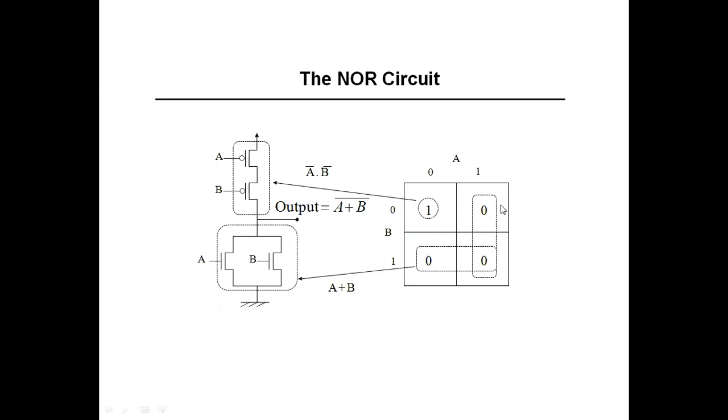You can check all cases. For 0 0 you are getting 1, for 0 1 you are getting 0, for 1 0 you are also getting 0, and for 1 1 you are getting 0 as the output. So this is about the NOR gate. In this manner, you can construct any combinational circuit, that could be a multiplexer, any universal gate, any kind of gate with the help of this CMOS logic.